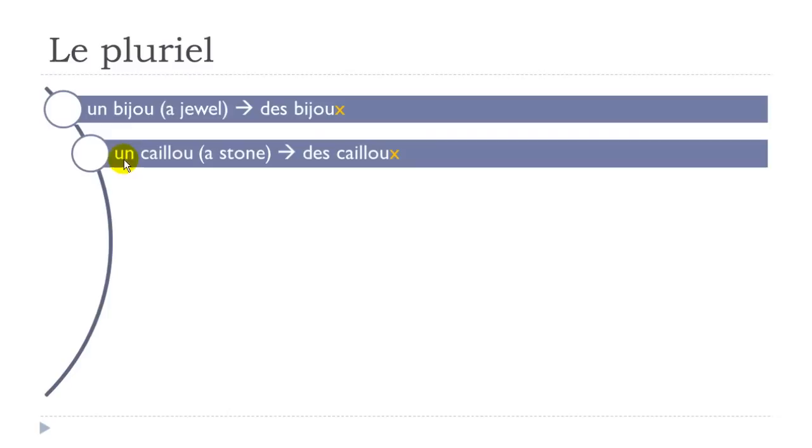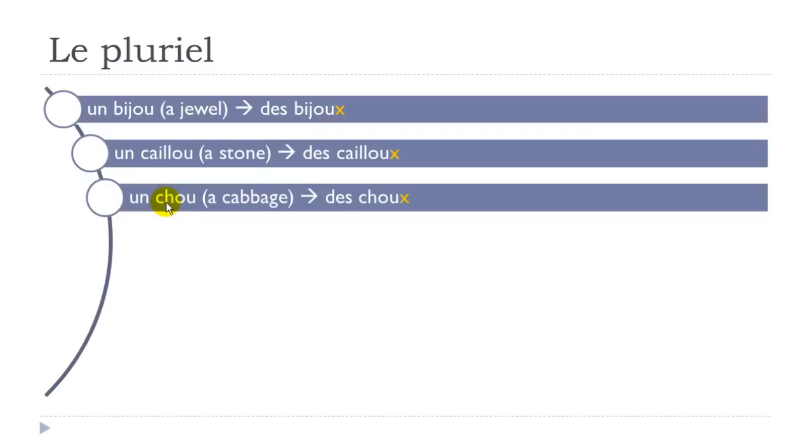Then un caillou, plural, des cailloux. Okay, remember, you don't pronounce the final X. Then un chou, okay, remember, when you combine this C and H, you get the sound sh, sh, sh. Chou, un chou, pluriel, des choux. Okay.